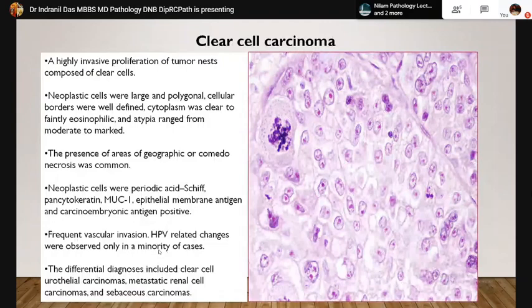Now, clear cell carcinoma is a highly invasive tumor. The neoplastic cells are large, polygonal, with well-defined cellular borders. Cytoplasm is clear to faintly eosinophilic. There are some areas of geographic or comedonecrosis. Neoplastic cells are PAS, pancytokeratin, MUC1, and EMA positive. There is frequent vascular invasion. HPV-related changes may be seen in a certain number of cases. The differential diagnosis includes clear cell urothelial carcinoma, metastatic renal cell carcinoma, and sebaceous carcinoma.